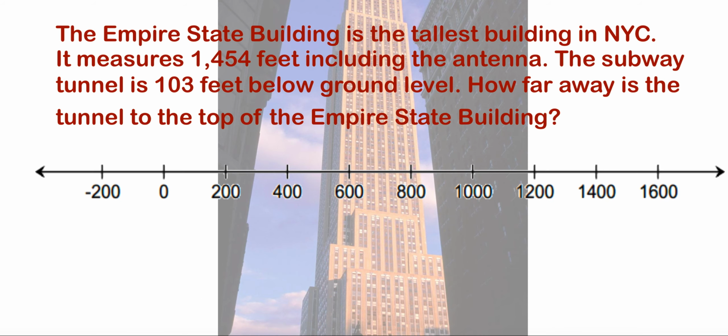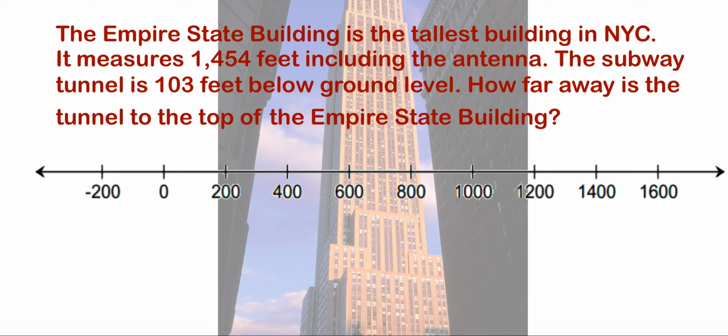The other problem is, so these are the real world problems. The Empire State Building is the tallest building in New York City. It measures 1,454 feet, including the antenna. The subway tunnel is 103 feet below ground level. How far away is the tunnel to the top of the Empire State Building?